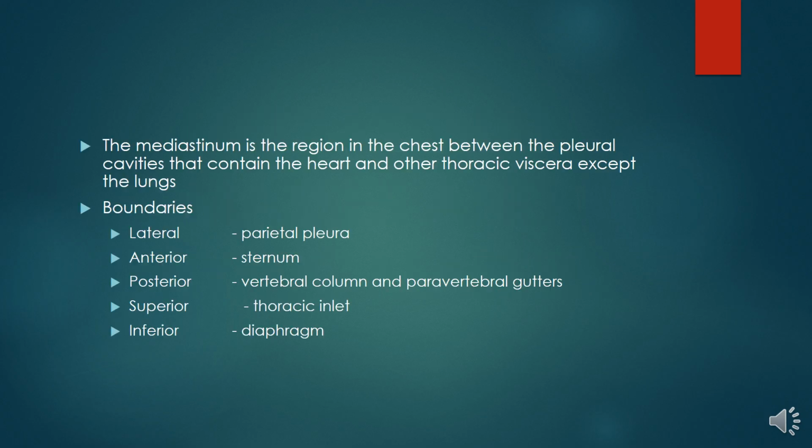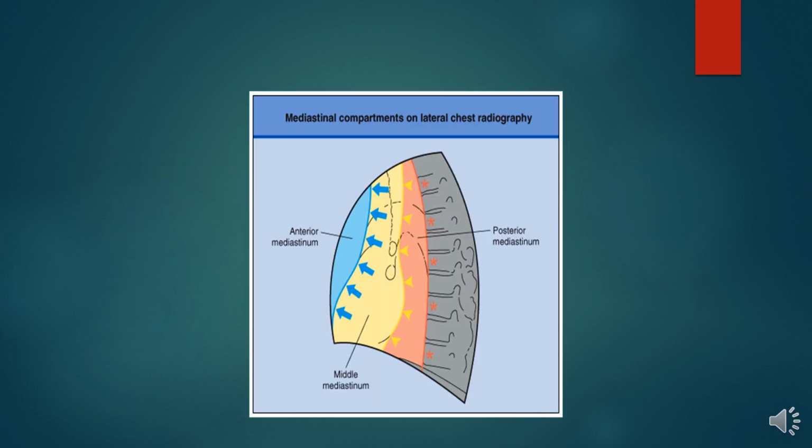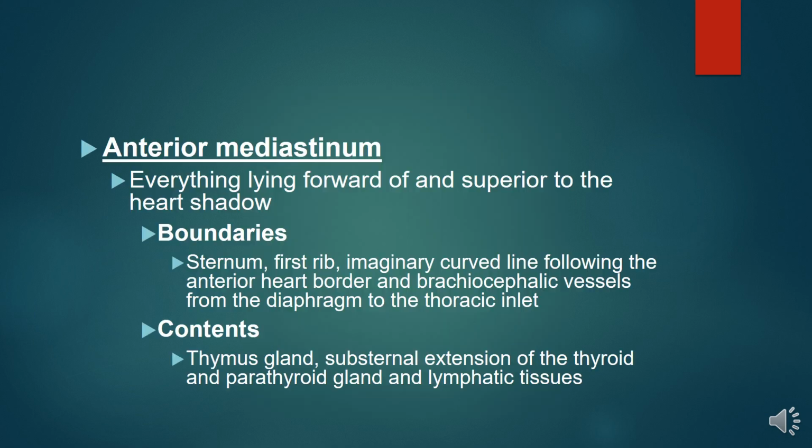So, the mediastinum is a region in the chest between the pleural cavities that contains the heart and other thoracic visceral structures except the lung. The lateral boundary of the mediastinum is the parietal pleura, anteriorly the sternum, posteriorly the vertebral column and paravertebral gutters, superiorly the thoracic inlet, and inferiorly the diaphragm. Here you can see the diagrammatic representation of the anterior, middle, and posterior mediastinum.